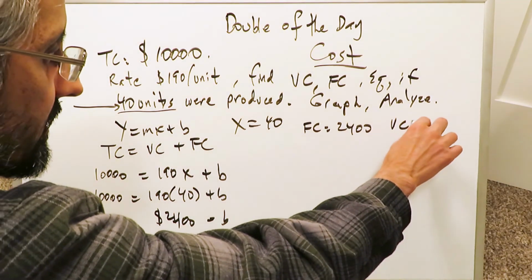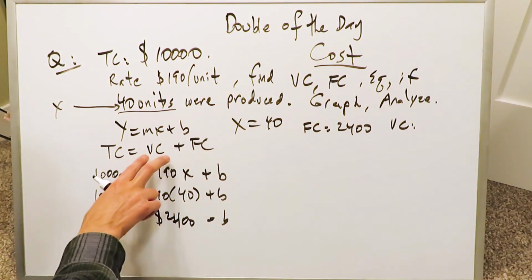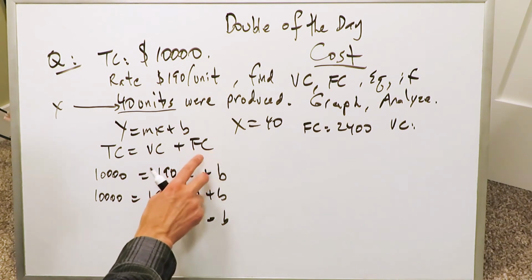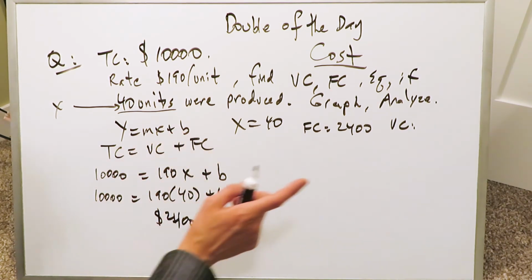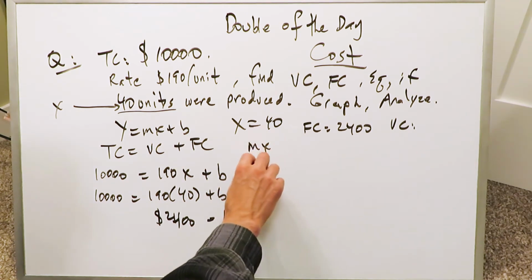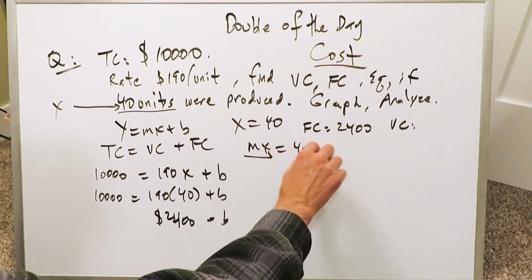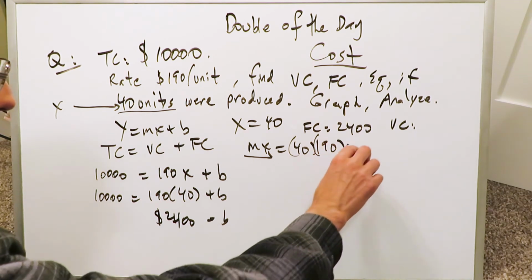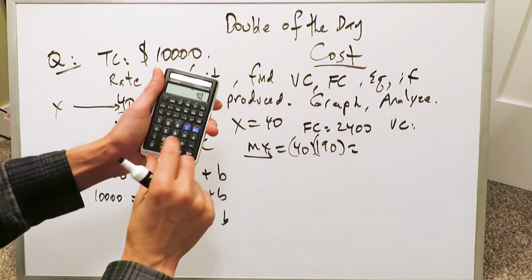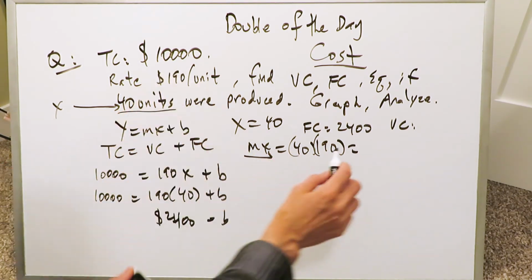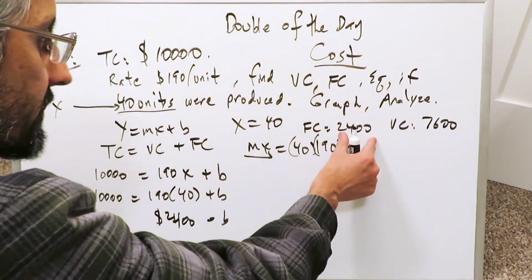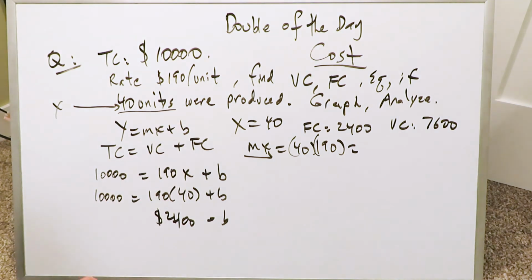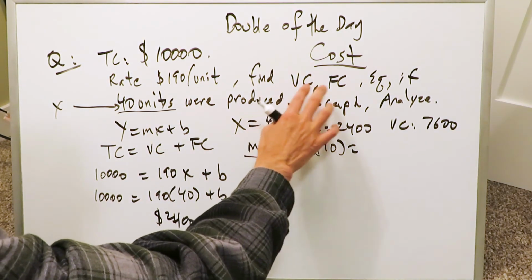What's our variable cost? If we know total cost is equal to variable cost plus fixed cost, then the variable cost is total cost minus fixed cost. Just take this on the other side, or just do mx. This right here is your variable cost. 40 times 190, I get $7,600, and there it is. If you add 7,600 and 2,400, you'll get 10,000, and that will be true. We've produced a variable cost and a fixed cost.